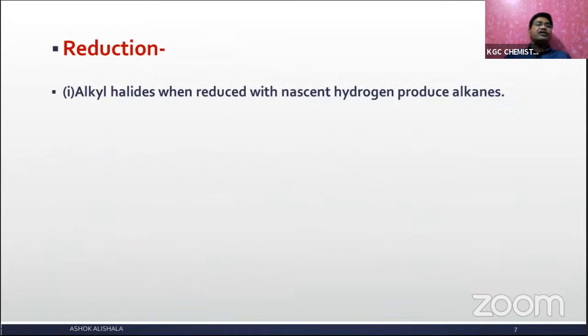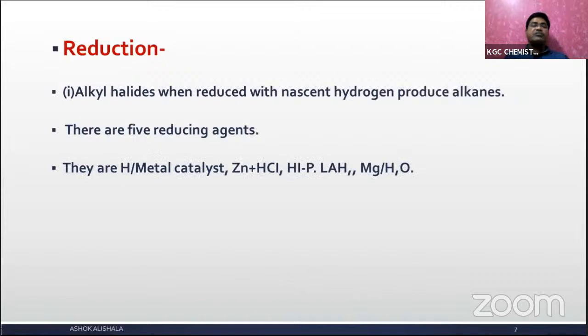Now the other one, how does the reduction occur? Alkyl halides when reduced with nascent hydrogen produce alkane. There are several reducing agents. You remember these are very important reducing agents. Hydrogen over a metal catalyst, that is nickel, platinum, palladium. Zinc and hydrochloric acid, hydrogen and phosphorus, this is red phosphorus. Lithium aluminum hydride or magnesium with H2O.